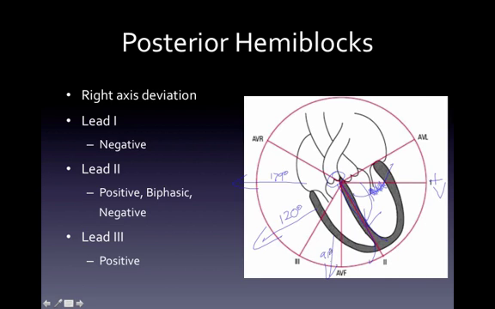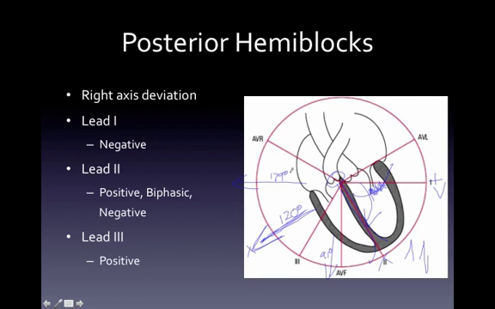Lead 2: the 91 degree version probably looks like it's headed about towards lead 2, so it's going to be above the isoelectric line. The 120 degree version of the right axis deviation, at one point it looked like it was headed towards lead 2, at the other point it looked like it was headed away from lead 2, so it's probably going to be biphasic.